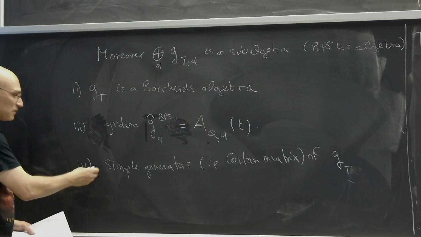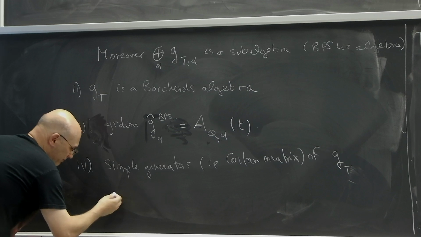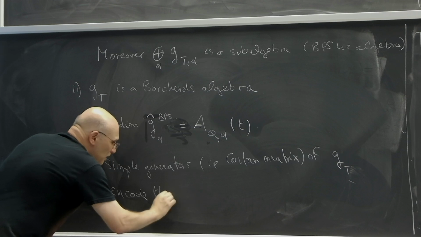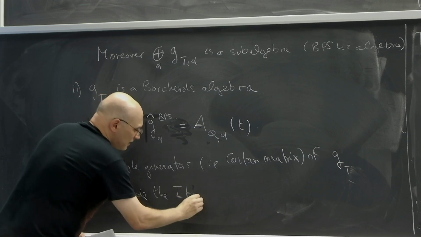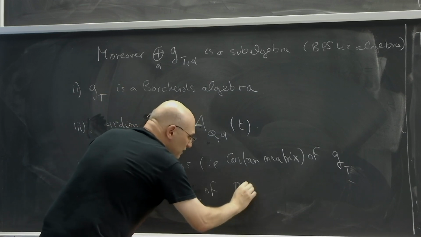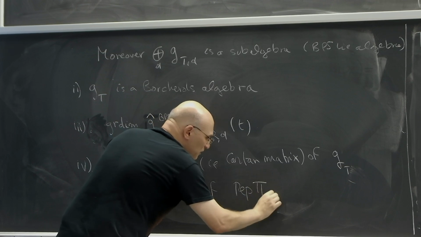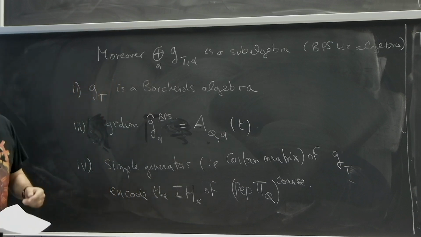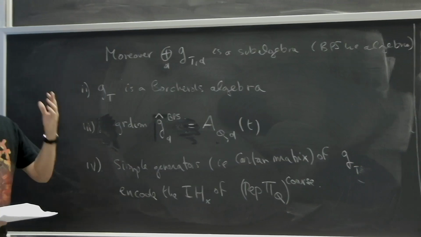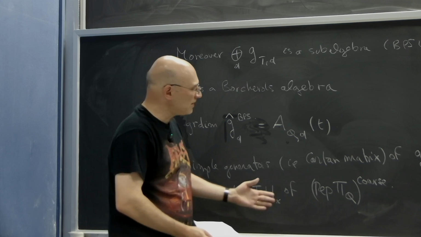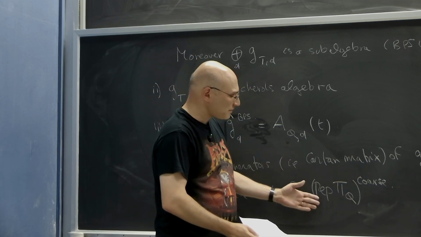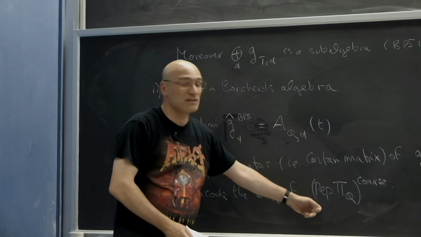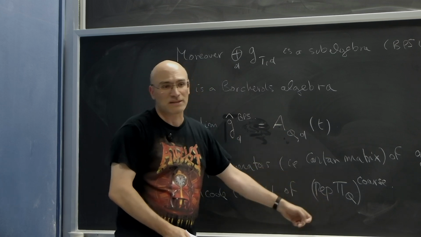This Borcherds algebra encodes the intersection homology of the coarse moduli space of representations of pi q. So if you're not interested in stacks, but really coarse moduli spaces of representations, then the knowledge of this Katz polynomial gives you the knowledge of the intersection cohomology of these coarse moduli spaces.